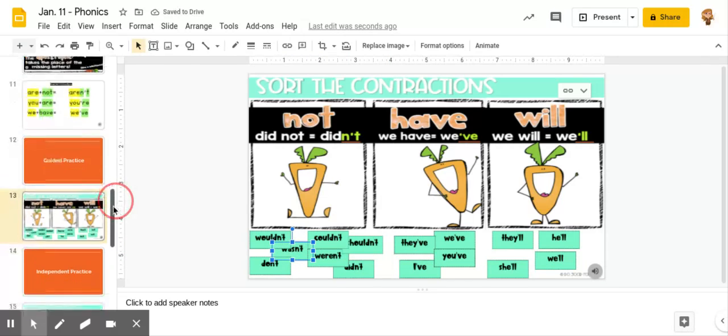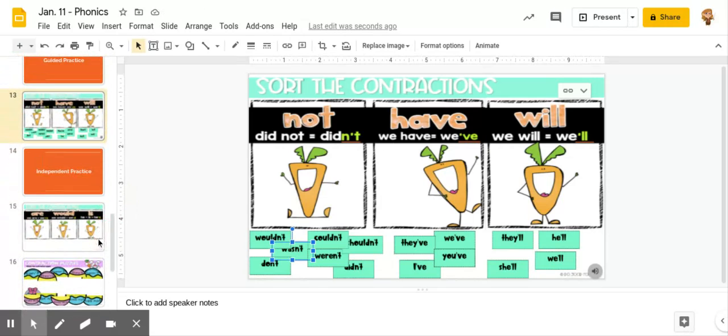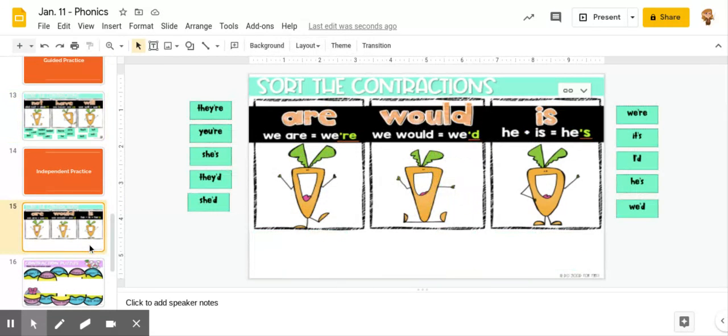So today, in your independent practice, you're going to be doing something similar. You're going to be sorting using are, would, and is. So you're going to sort the contractions, say them, and then sort them just like I just showed you. Would they go in the are group, the would group, or the is group? And remember, those are going to have the last letters on them still there. So that will help you in sorting them.